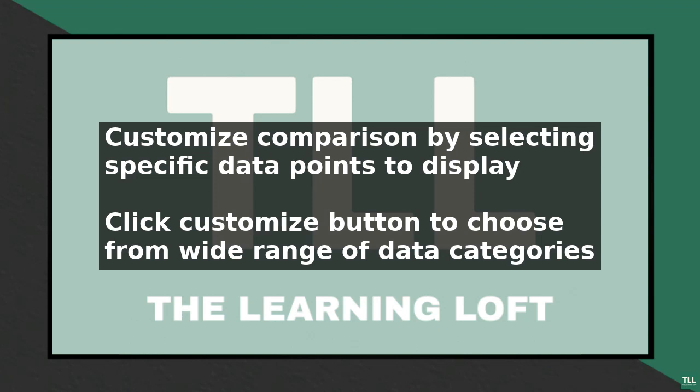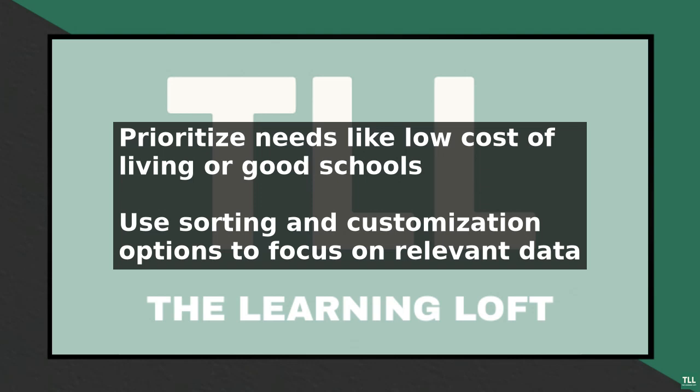To get the most out of the City Comparison tool, it is a good idea to have a clear idea of what you are looking for in a city. Make a list of your priorities, such as a low cost of living, good schools, or a short commute time. You can then use the sorting and customization options to focus on the data that is most relevant to your needs.